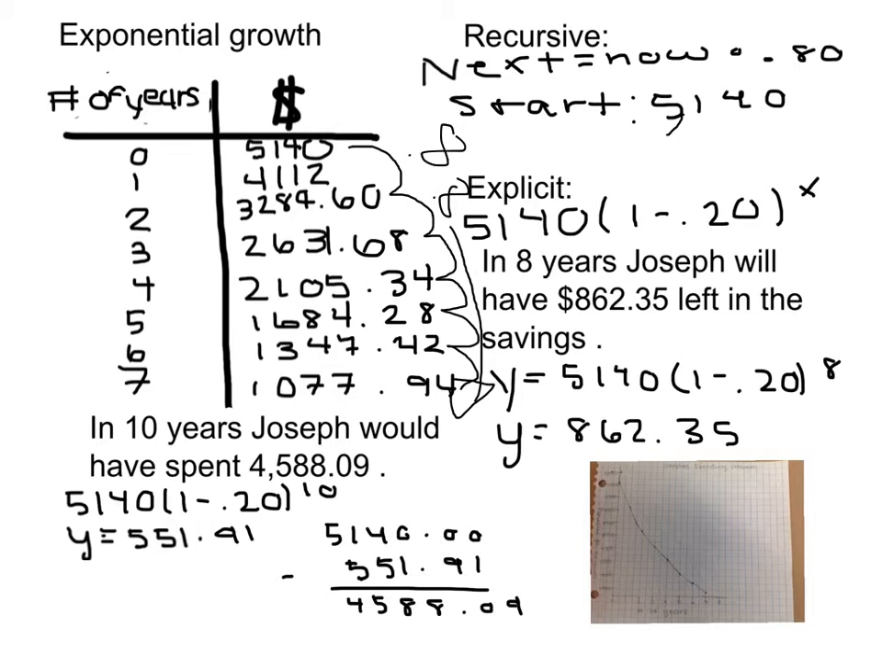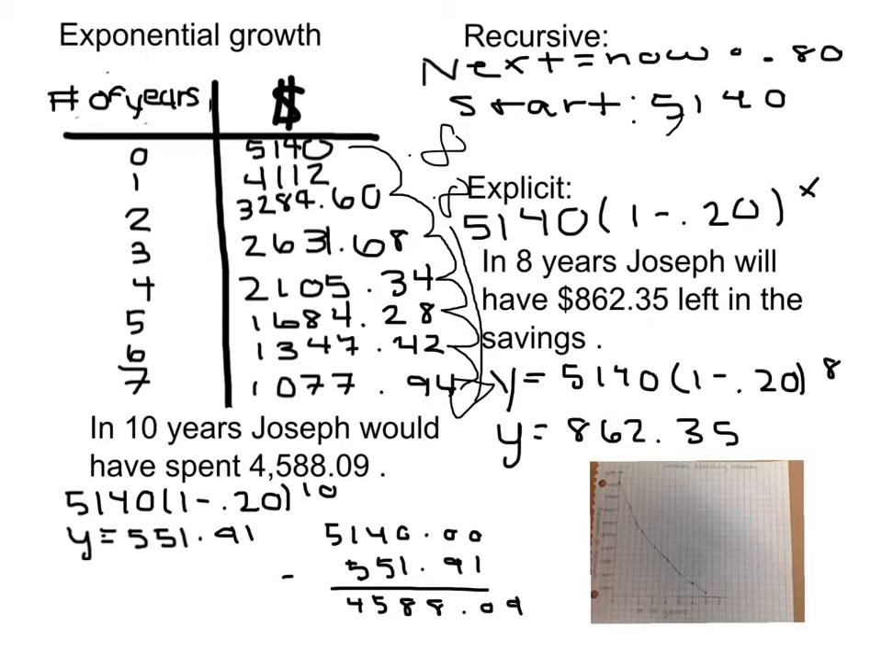For my predictions, the first one would be, in 8 years, Joseph will have $862.35 left in his savings. So you would get this by plugging in the 8 years for the exponent, and it would look like 5,140 parentheses 1 minus 0.20, which is the percent that he spends every year, to the 8th power. And you will get this, and your answer would be 862.35.